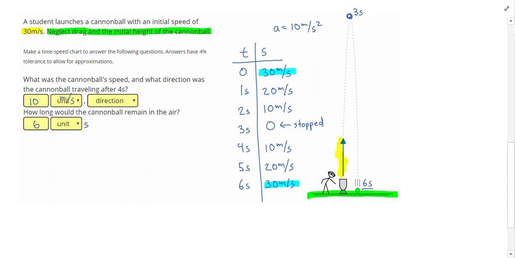And it says what direction? Well, 4 seconds would be after the ball stopped. So at 4 seconds, the cannonball has to be maybe somewhere like right here for 4 seconds, which means in my problem, the cannonball is on its way back down. So anything before 3 seconds where the ball stopped, the cannonball was on the way up. Anything after 4 seconds, the cannonball was on the way back down.